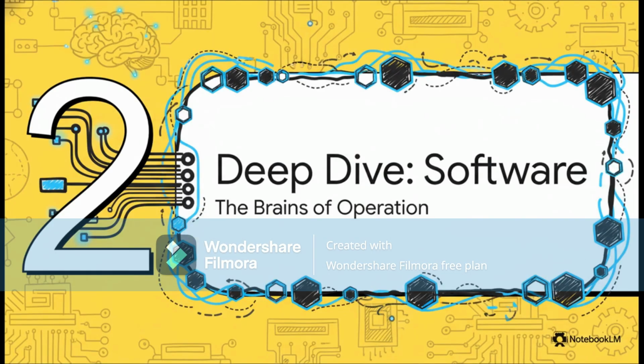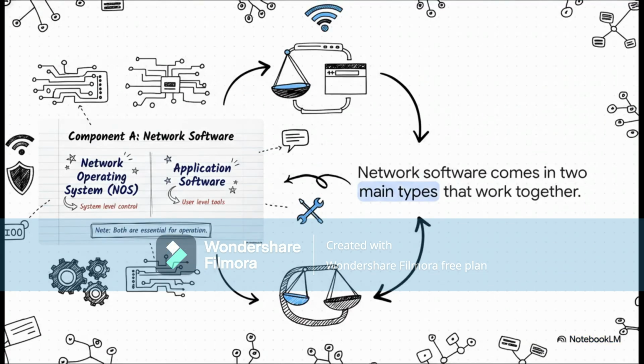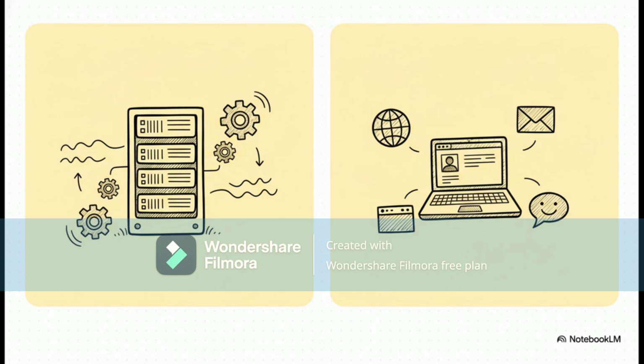All right, let's take a closer look now at the brains of this whole operation, the network software. You see, network software isn't just one single thing. It's actually made of 2 very different types that have to work together perfectly for you to send even a single message. So on one hand, you've got the network operating system, or NOS for short. Think of this as the network's manager. It's running the show behind the scenes.